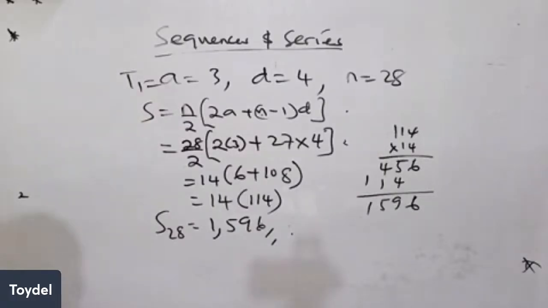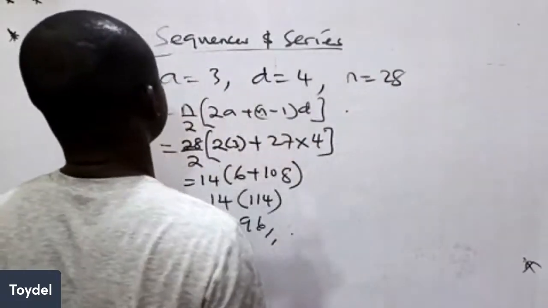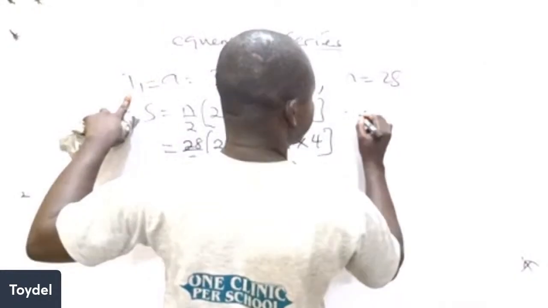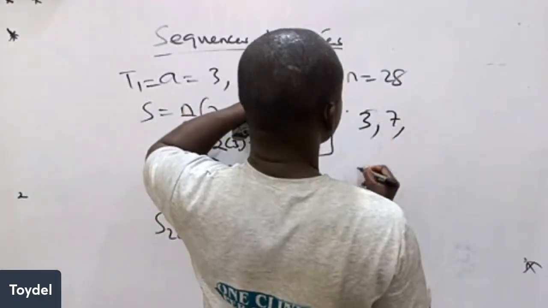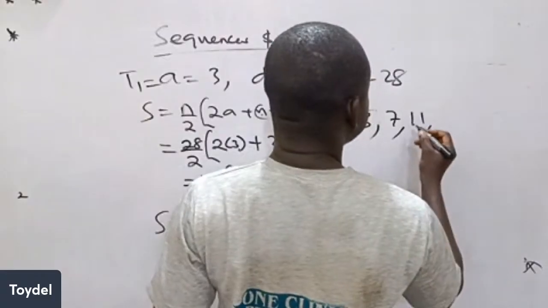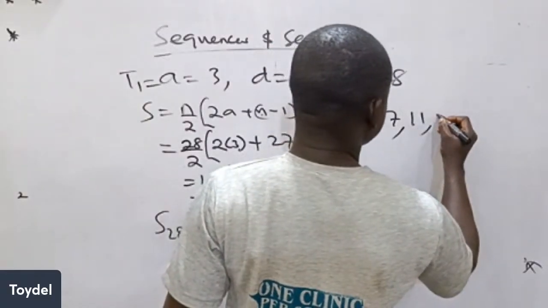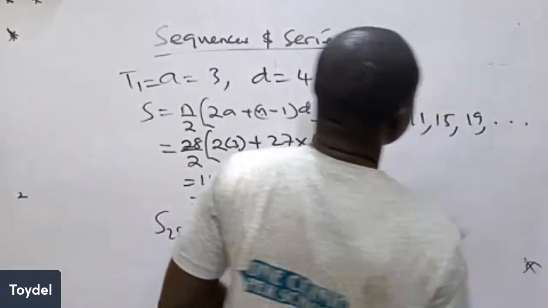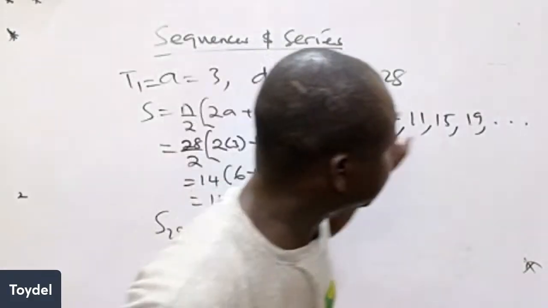It's a progression. If you are asked to list the AP, you know what to do. Just say the first term is 3. This is the AP. The first term is 3. Common difference is 4. So the next one will be 7. The next one will be 11. The next one will be 15, 19, and so on.